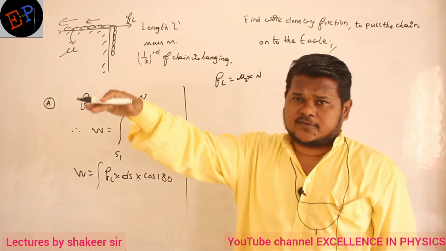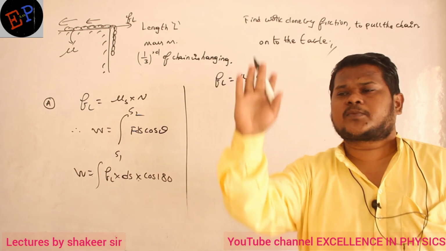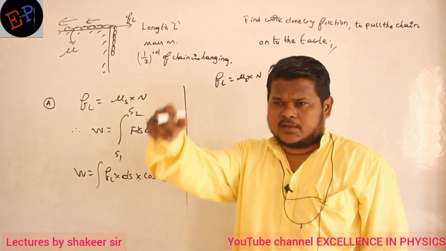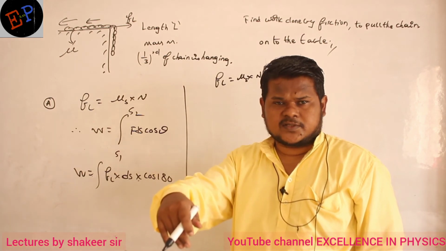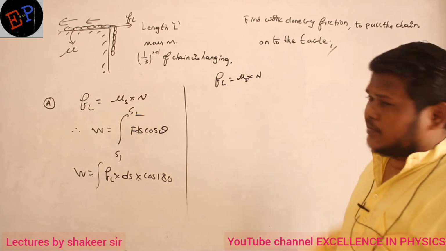What is the weight of the remaining part of the chain which is falling on the table? The table will also give the same amount of normal reaction. Table paina unna chain, table paina enta force apply chestundo, table kuda ante normal reaction istundi. So how can you calculate the normal reaction?